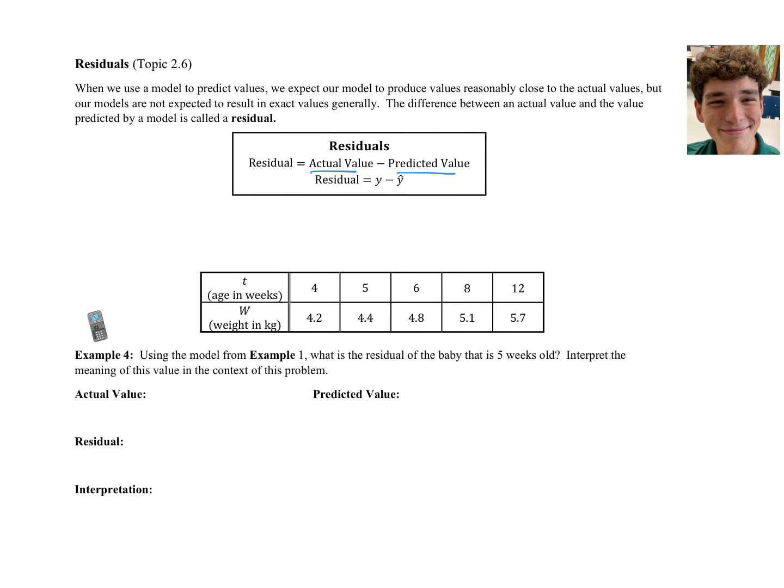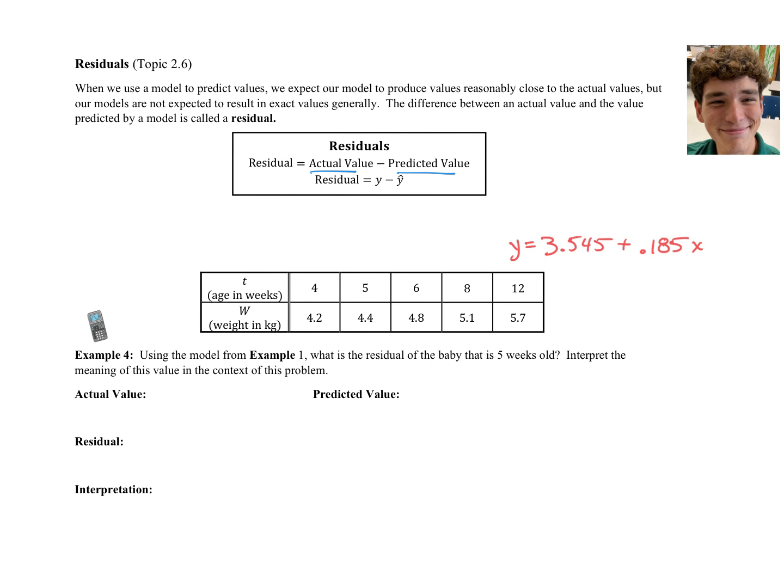In example 4, we're going to use our model from example 1. Let's go back and look at example 1 real quick. What was our equation for example 1? Y equals 3.545 plus 0.185x. That was our regression line from example 1. We're going to find the residual of the baby that is 5 weeks old, and we're going to interpret this after we do this.